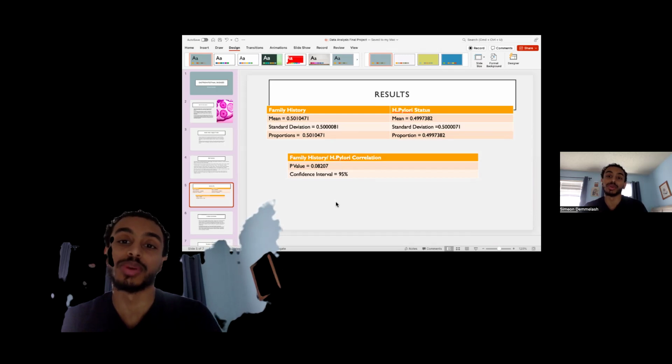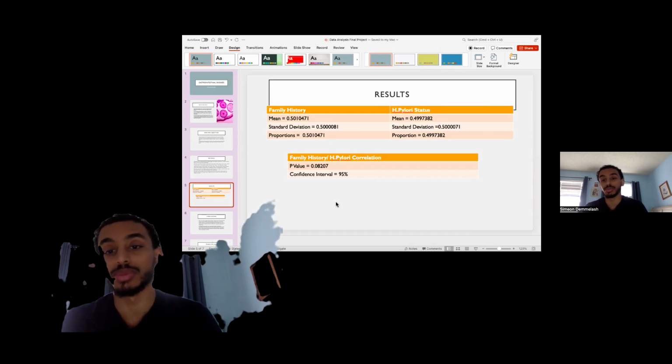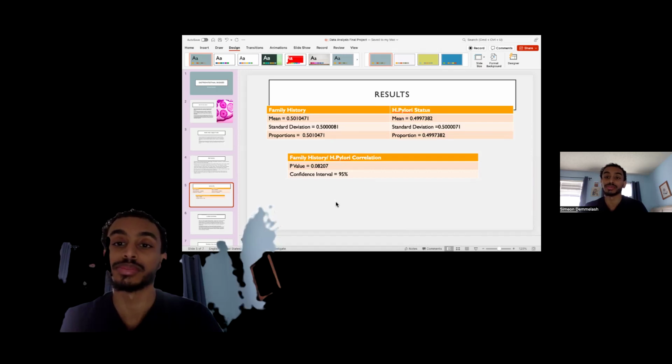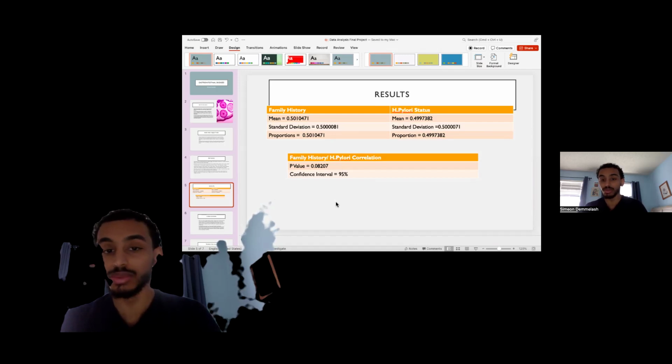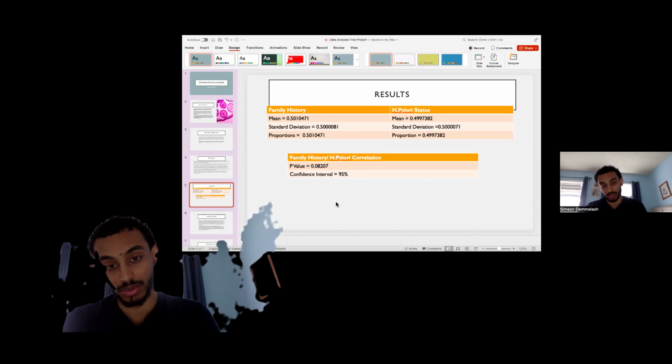And for H. pylori status, the calculated mean I got was around 0.4997382. And also, H. pylori status is a categorical variable, so the proportion value would be similar to the mean. So the proportion value here is also 0.4997382. And the standard deviation value I got from here was 0.50000071. And following that, when I did the chi-square test for both variables, I got a p-value of around 0.08207 with a confidence interval of about 95%.